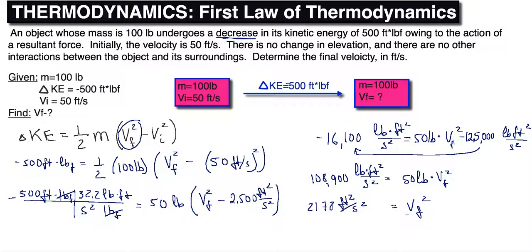So now we're going to take the square root of both sides. In this case, our Vf is 46.67 feet per second. And this is our answer.